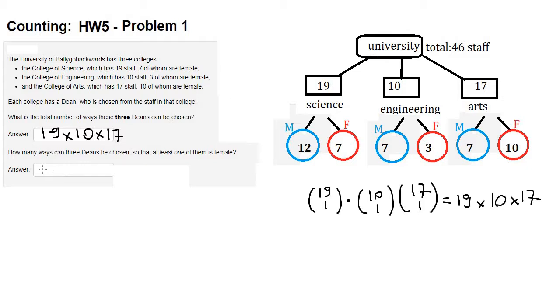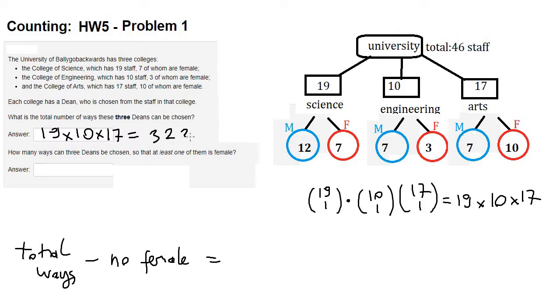Part B is asking how many ways can 3 deans be chosen, so at least one of them is female. So we can approach this question from the complement. Total number of ways minus no female, picking no female, will give us at least one female is picked. So total number of the ways we already calculated from part A, which is 3,230.